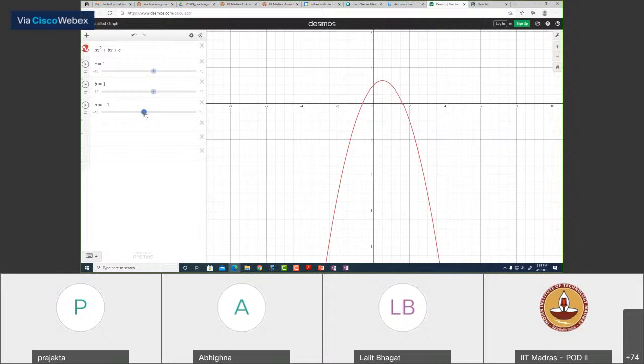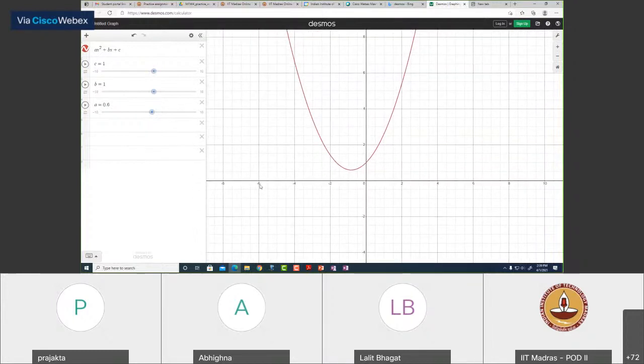Yeah. So at -1 it is downwards, and then if we are increasing towards 0, the parabola shape will increase more and more, and at 0 it will again be a straight line. So it is basically changing the shape of the curve. Okay, so that is the purpose of A1.